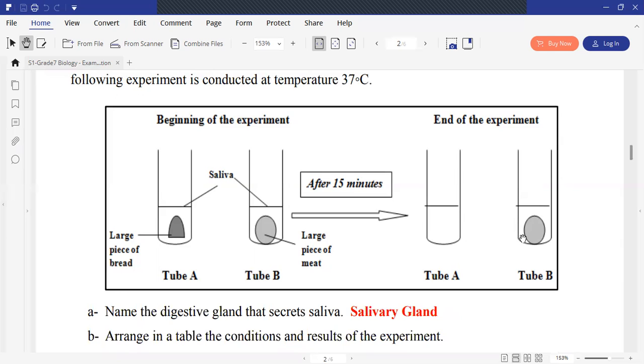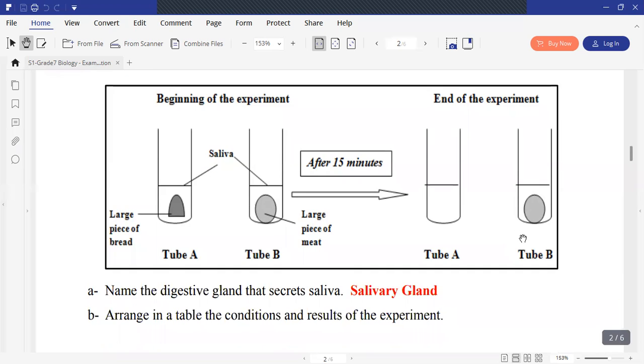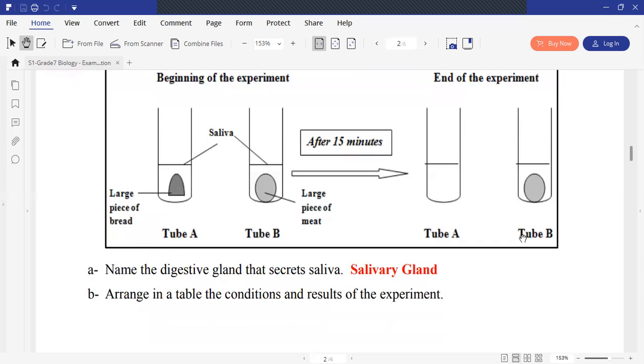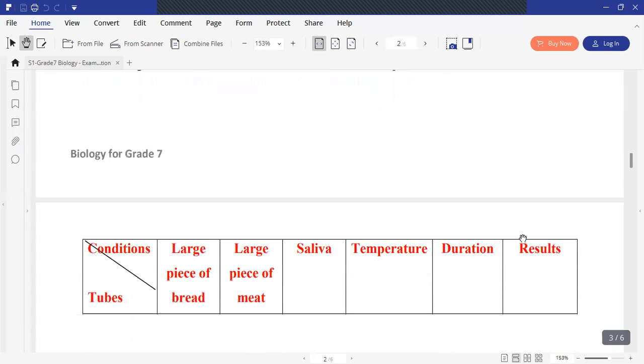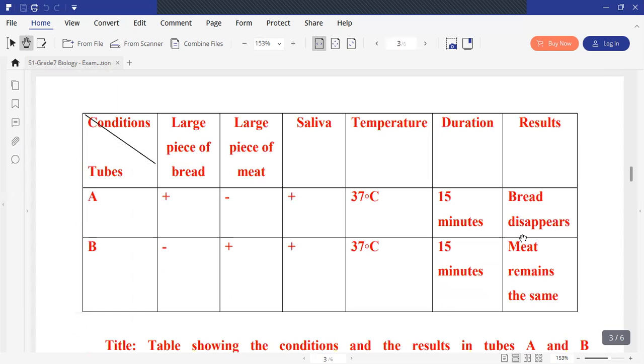They ask you, name the digestive gland that secretes saliva. What do we call it? It's called the salivary gland. Arrange in the table the conditions and the result of the experiment. This table should be drawn using a pencil and given a title, and you use a legend. For this table, you have to put the conditions and cut the box here into two columns, A and B. What are the conditions? We have large piece of bread, large piece of meat, saliva, temperature, duration, and result. All of them should be written completely.